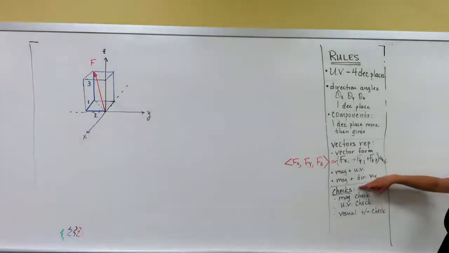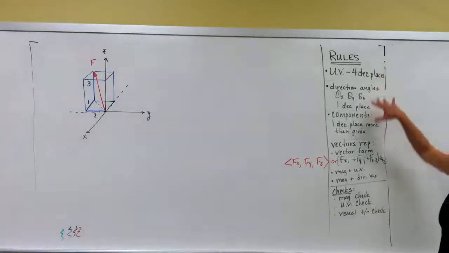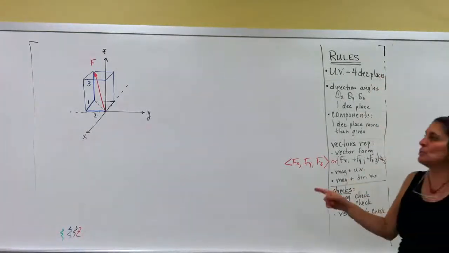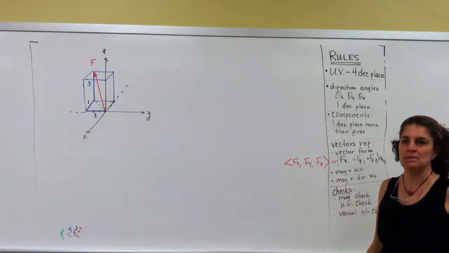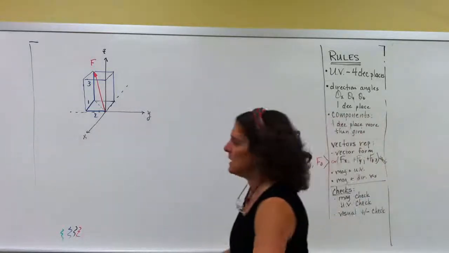And then we did 3 different checks: a magnitude check, a unit vector check, and a visual plus or minus check. So these are the rules that we already covered, and now we're moving on to 3D problems, and we're going to make sure that we apply all these rules as we go through it. So let's move over to this problem now.